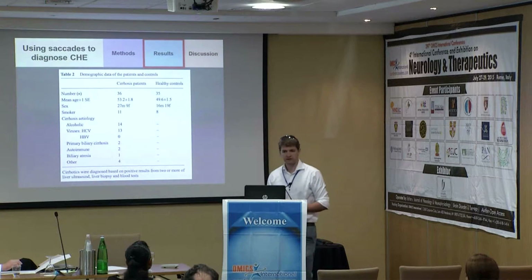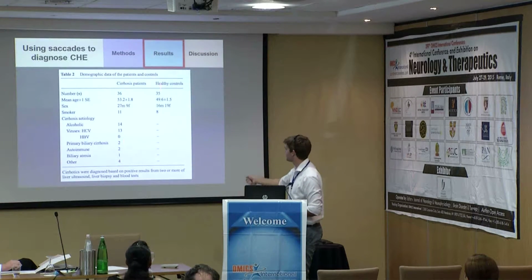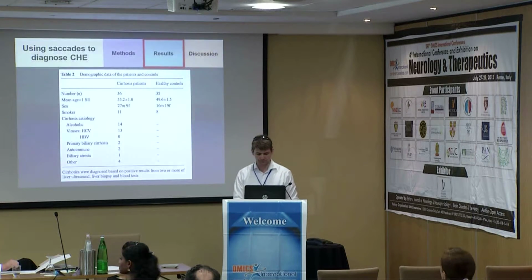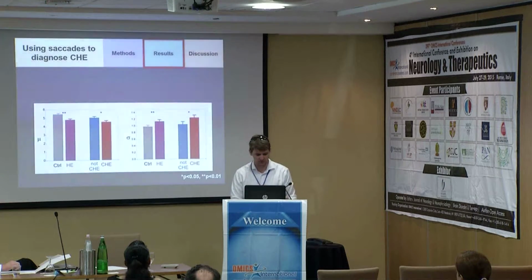Boring stuff, demographics. Patients had cirrhosis, healthy controls did not. Okay, there were different etiologies we looked at, but there wasn't particularly anything interesting when we looked at the sort of subspecialties, but we would need a bigger sample size, really.